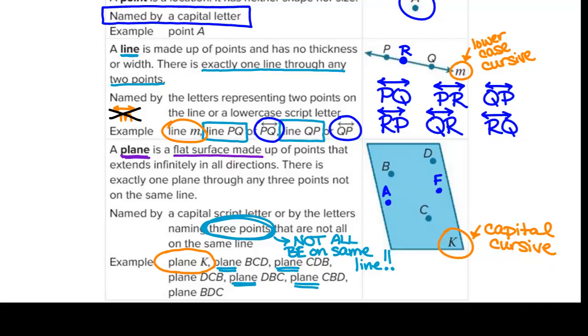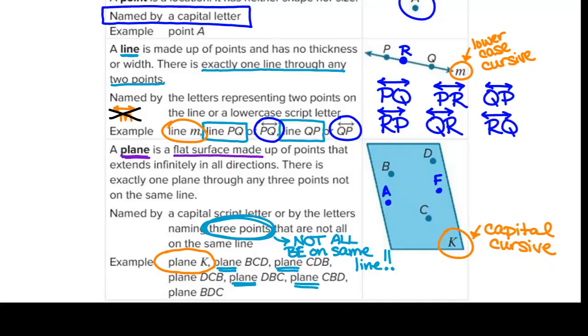So we could call this plane BDC. We could call this plane ABF. We could call this plane FCB. As long as you have 3 and only 3 points to name that plane, or you name it with a capital script letter. So far, so good? All right.